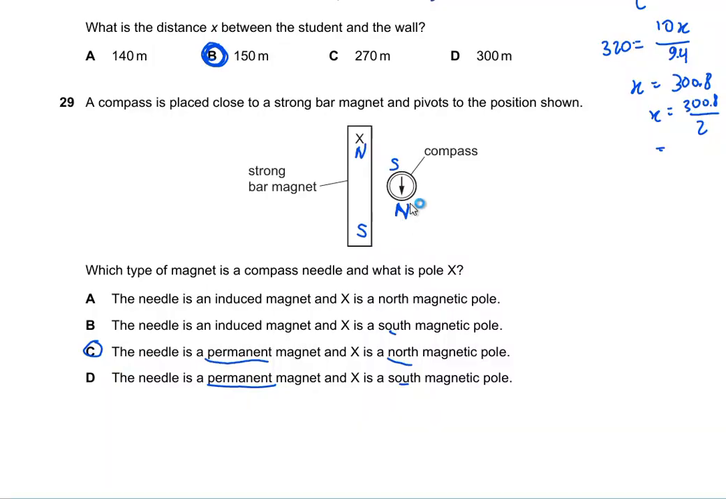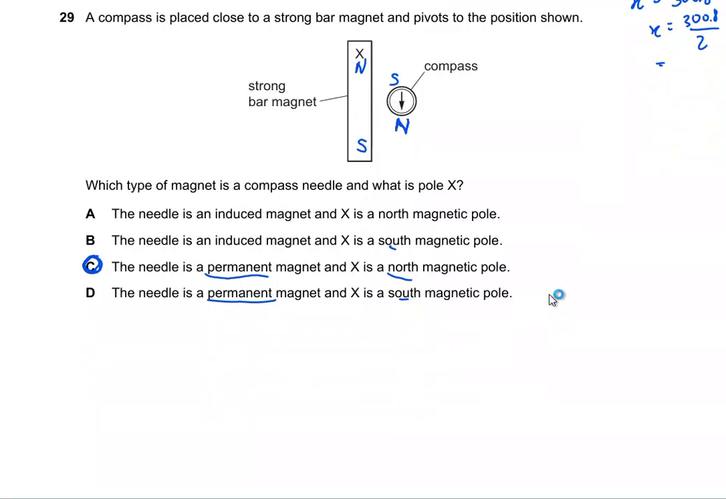So if this is the north pole, it should move corresponding to the south pole of this bar magnet, right? North pole is attracted by south pole, and south pole is attracted by north pole. As simple as that. C is the answer. X is the north pole, obviously. The south pole points towards the north pole of the magnet, right? That is how it works.